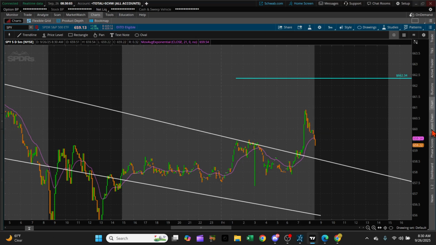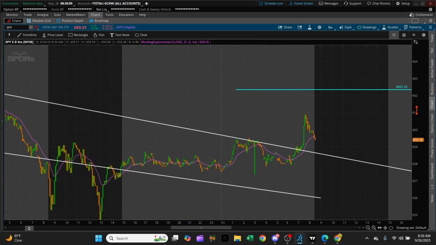All right, the bell has rung. Let's see how everything goes from here. It's coming out the gate pretty strong. I'm expecting that. We just gotta be patient on this pattern.